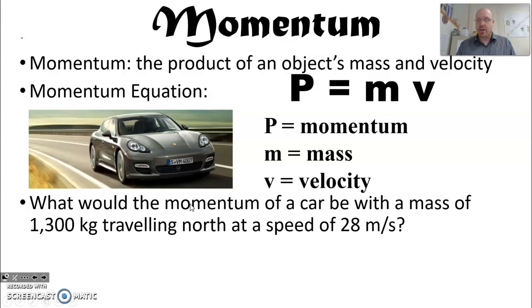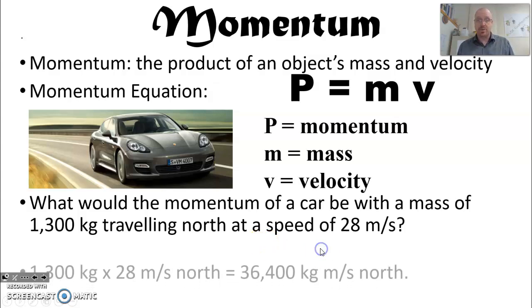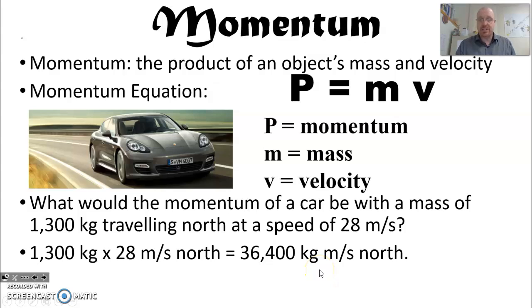What would the momentum of a car be with a mass of 1,300 kilograms traveling north at a speed of 28 meters per second? So if we look at our formula, we know we have our knowns: the mass and the velocity. So mass times velocity, we merely multiply the 1,300 kilograms times the 28 meters per second. And then we end up with 36,400 kilograms meters per second north. That's quite a lot of momentum. And you can understand now why car crashes, when two cars hit each other head on, are catastrophic. Lots of bad things happen.